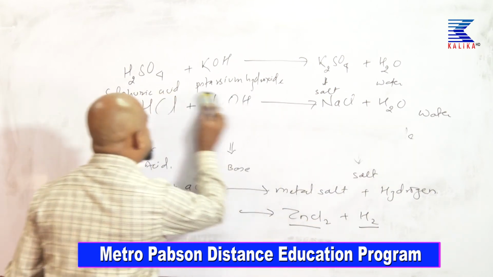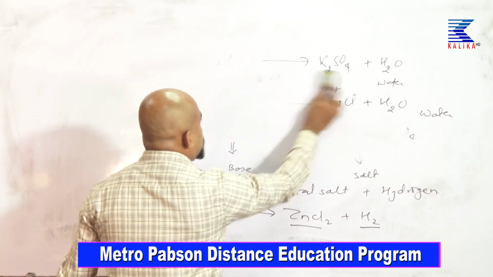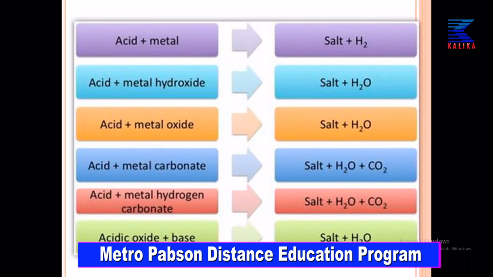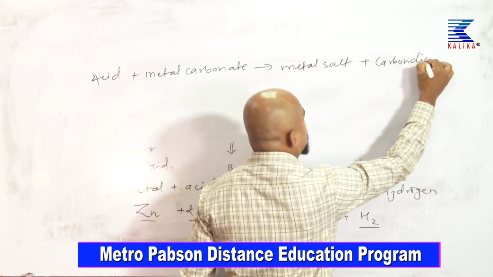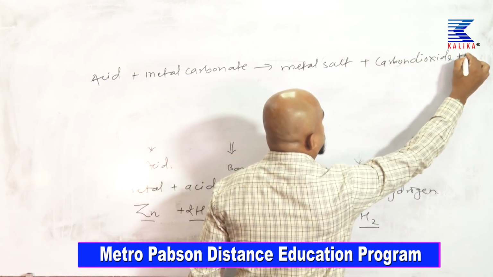Similarly, for another one, acid plus metal carbonate gives metal salt plus carbon dioxide plus water.